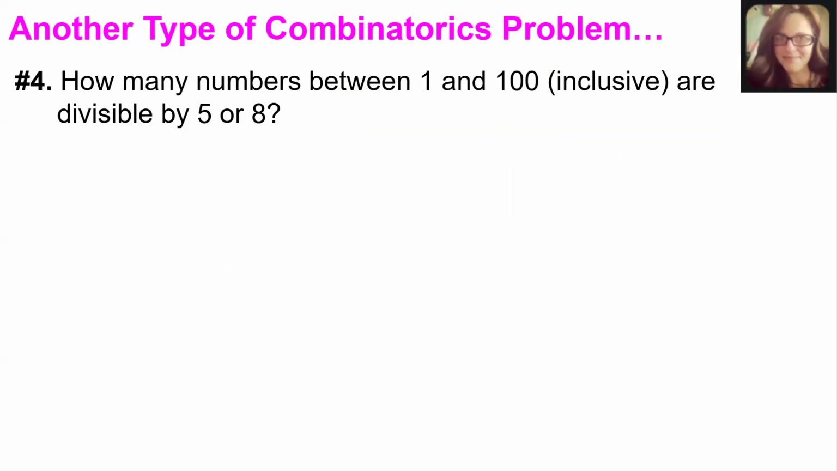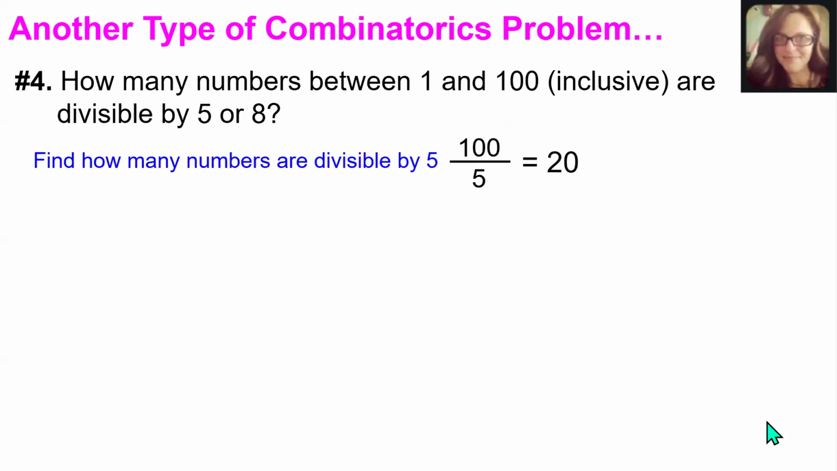And let's do one more. How many numbers between 1 and 100 inclusive are divisible by both 5 or 8? Find how many numbers are divisible by 5. So 100 divided by 5, we get 20 numbers from 1 to 100 that are divisible by 5.